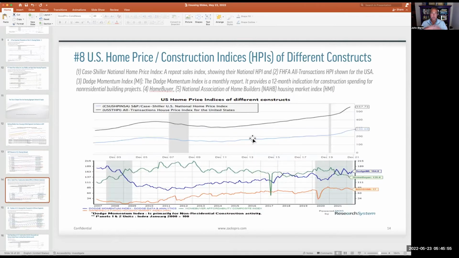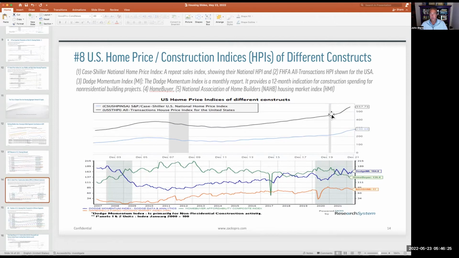So number 8, the US home price and construction indices, and I've got 5 of them here for you. And again, we'll go through all of this in detail here. Number 1, the Case-Shiller, that will be the blue line here. This is Case-Shiller repeat sales, which means you have to have a house that is sold twice to get in their index. This is a broad one. This will be the all transactions house index. So this is a much different one.